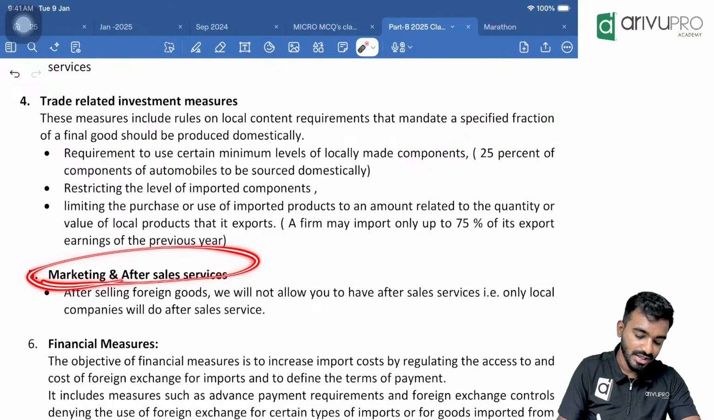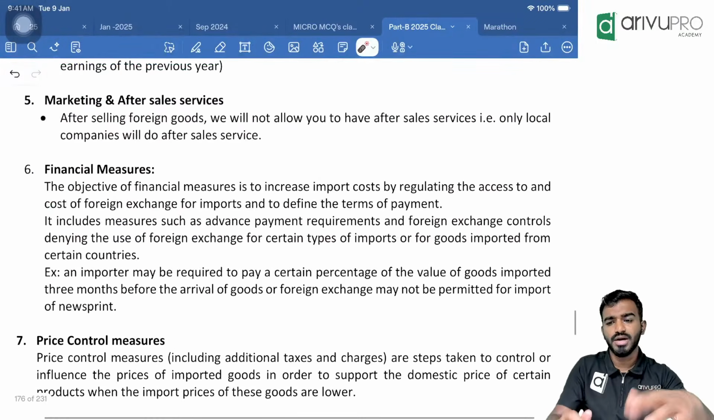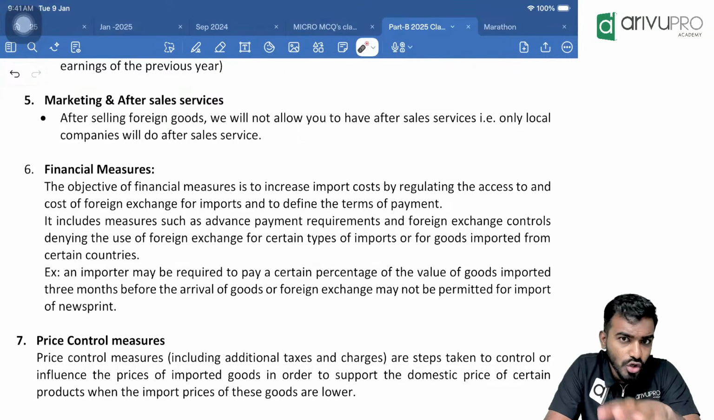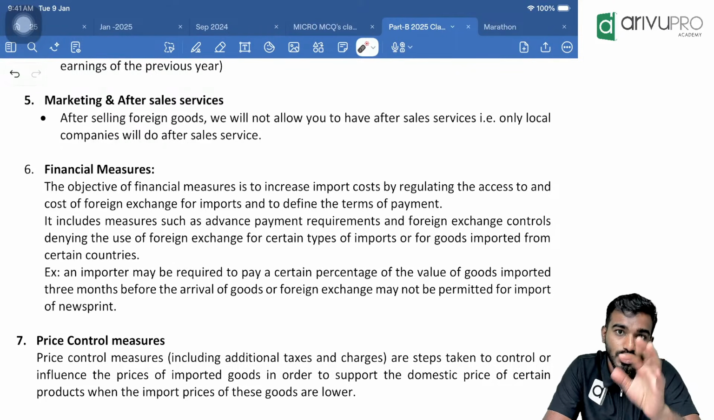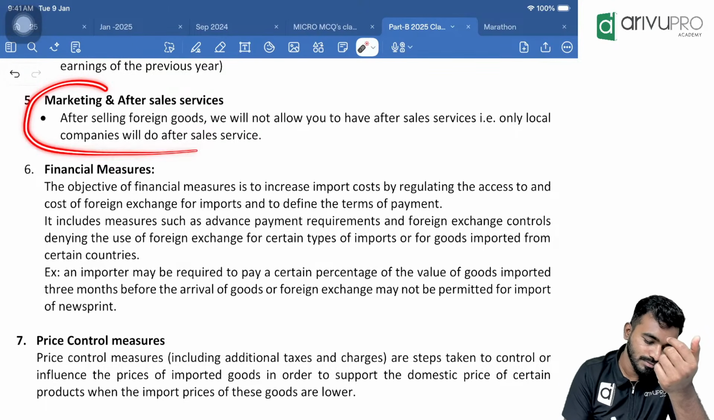Next comes marketing and after sale services. If you want, you can come to India. You can sell your goods in India, but you can't have your own official service center. After sale services, you can't start. You can only come to India and sell your goods in India, but you can't have after sale services, service centers, or repair shops. No, you can't have it. Our local people will do it.